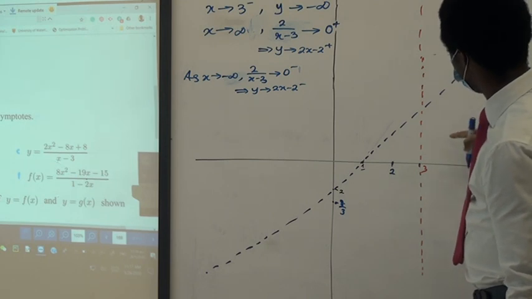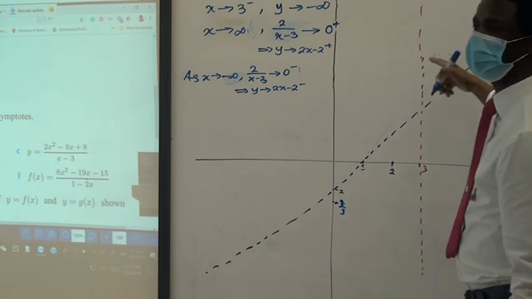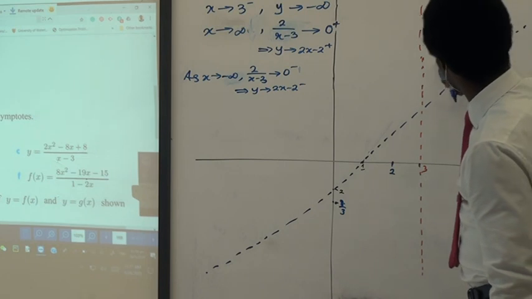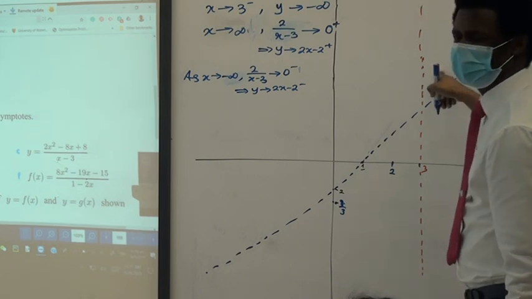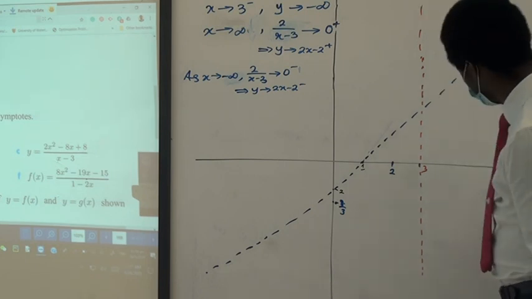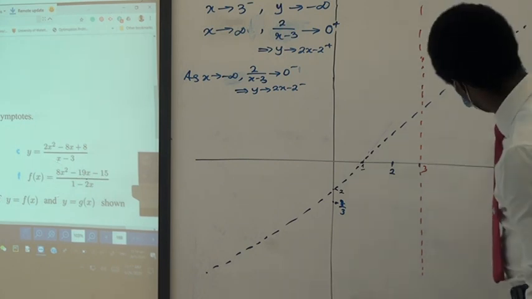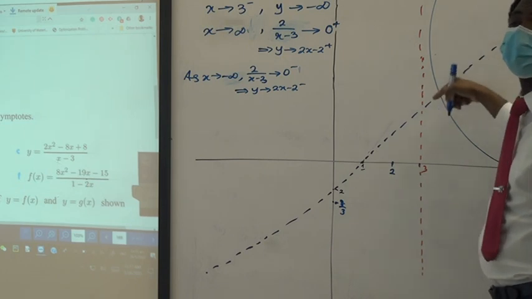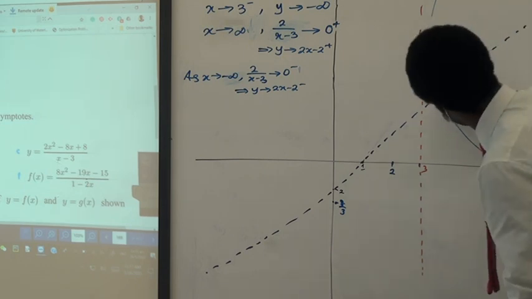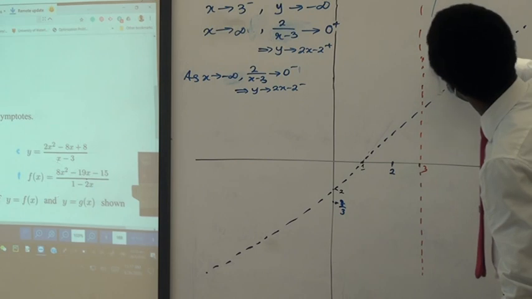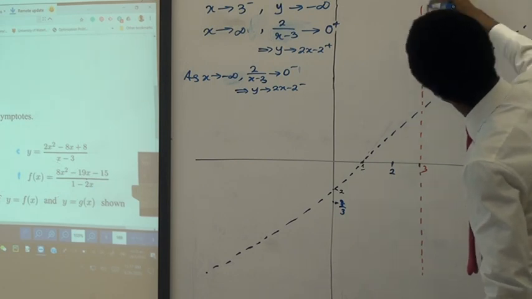But then there is no way it could go up if it has crossed this line. So it must go up after this line. Do you get my point? As x comes close to 3, this line continues to go up. So it doesn't make sense for me to draw this because it's already crossed it, right? So which means this part does not exist. So I'm having something like this.